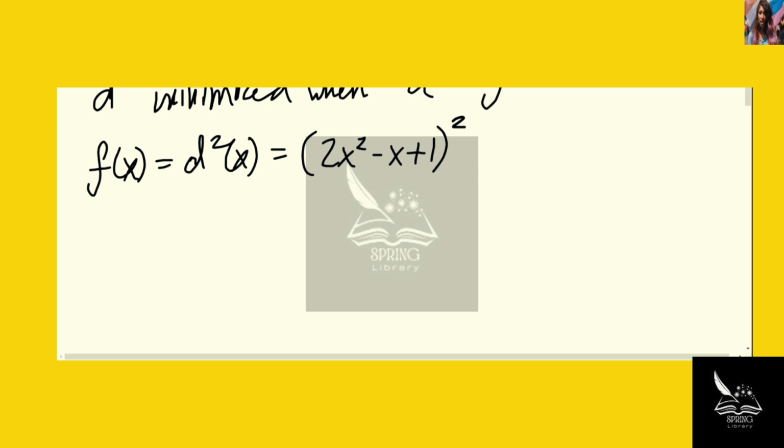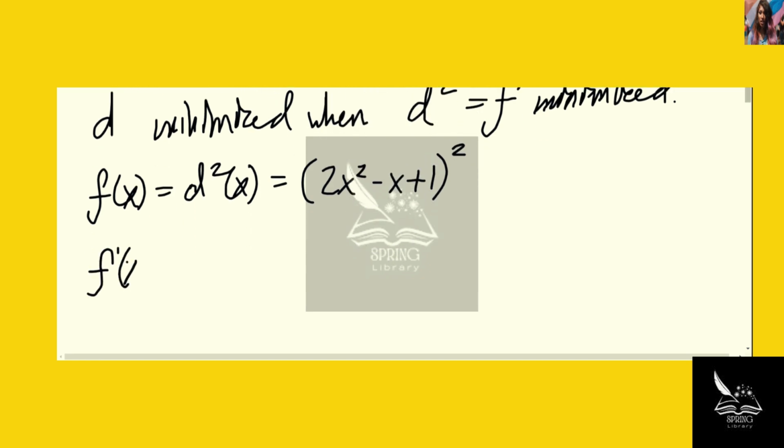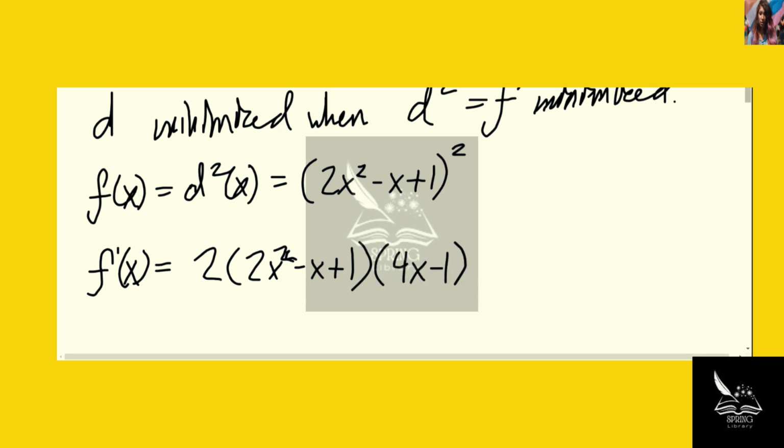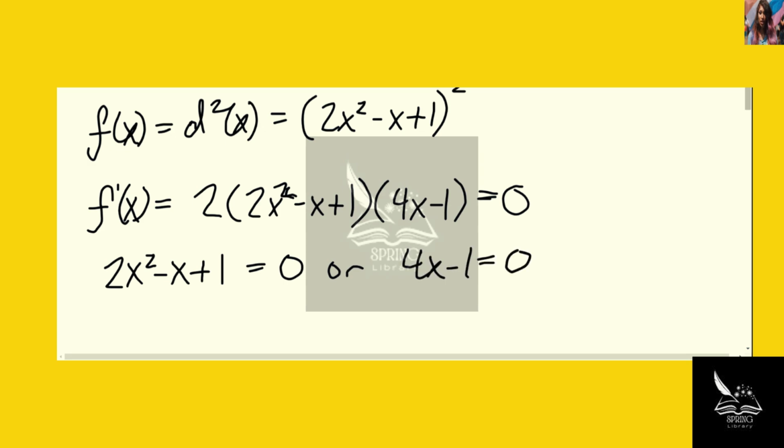All right. Now, in order to find the minimum value of f, I'm going to take the derivative of f. So we have f prime of x is, by the chain rule, 2 times 2x squared minus x plus 1 times 4x minus 1, which is equal to 0. So the critical values satisfy 2x squared minus x plus 1 equals 0, or 4x minus 1 equals 0.